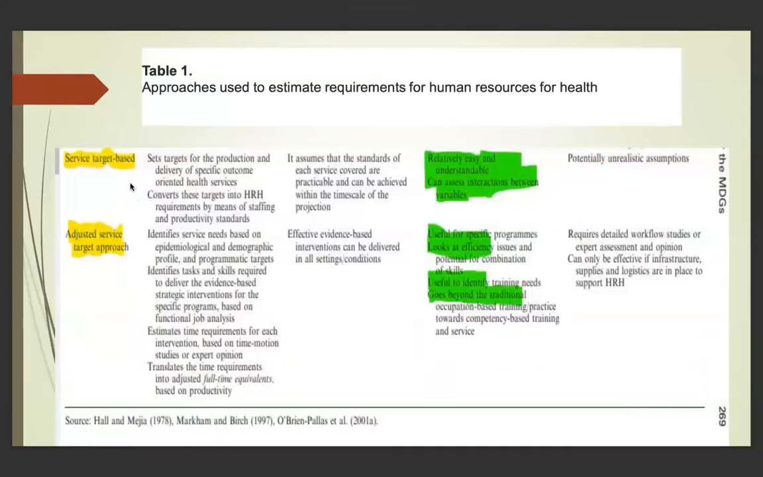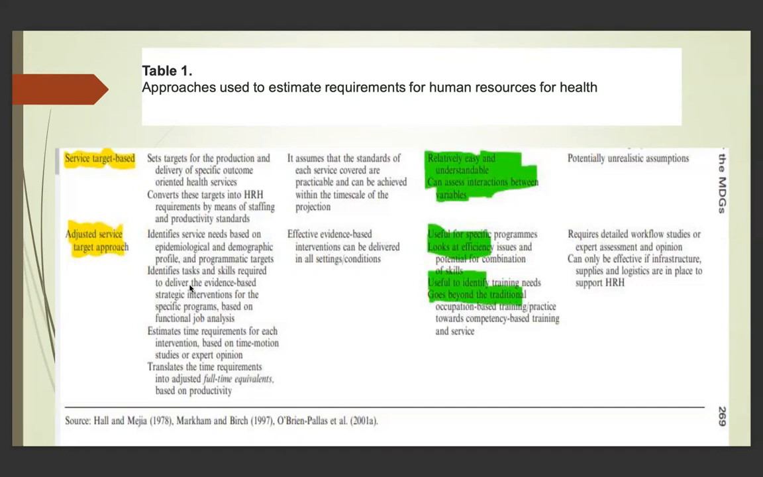Okay, the next, the fourth one, is the service target based. It targets the production and delivery of specific outcome-oriented health services. The advantage of this one is it is relatively easy and understandable, and can assess interactions between variables. And the disadvantage is potentially unrealistic assumptions.